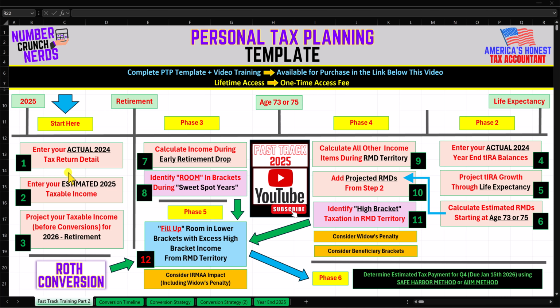And as I mentioned, I want to break it down into these steps so you know exactly what you're supposed to do and when a step is complete once you download and start filling out the personal tax planning template. So as of the last video, we completed your actual tax return entry for 2024. We completed your estimates of 2025 taxable income, and now it's time to project your taxable income before any IRA conversions for 2026 through retirement.